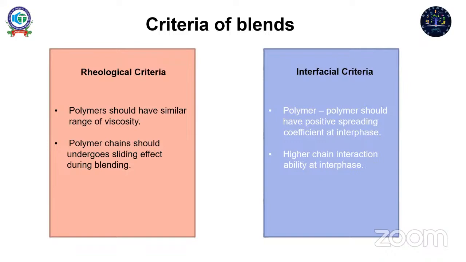Then higher chain interaction ability at the interface. Talking about the interface again, at the interface or boundary, two different polymer chains should interact positively with each other.